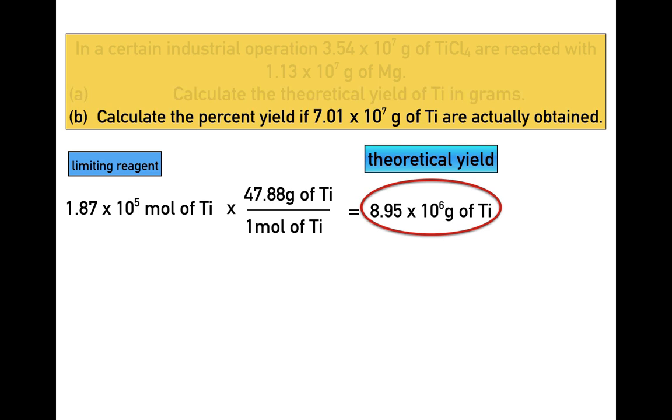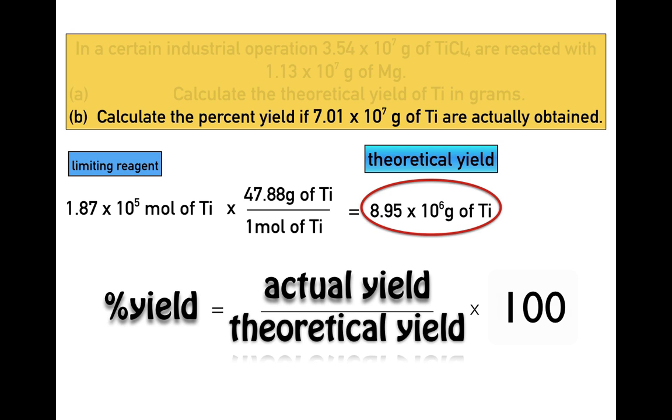So this experiment was conducted, and part B says that 7.01 times 10 to the 7th grams of titanium were actually obtained. And you'll notice that 7.01 is a little bit less than 8.95 times 10 to the 6th. So that's a problem because I have an actual yield and I have a theoretical yield.